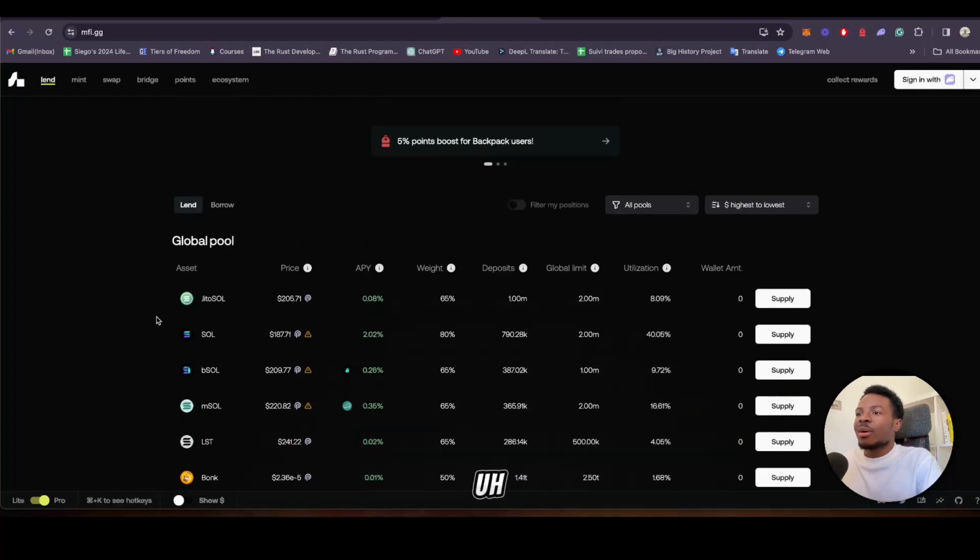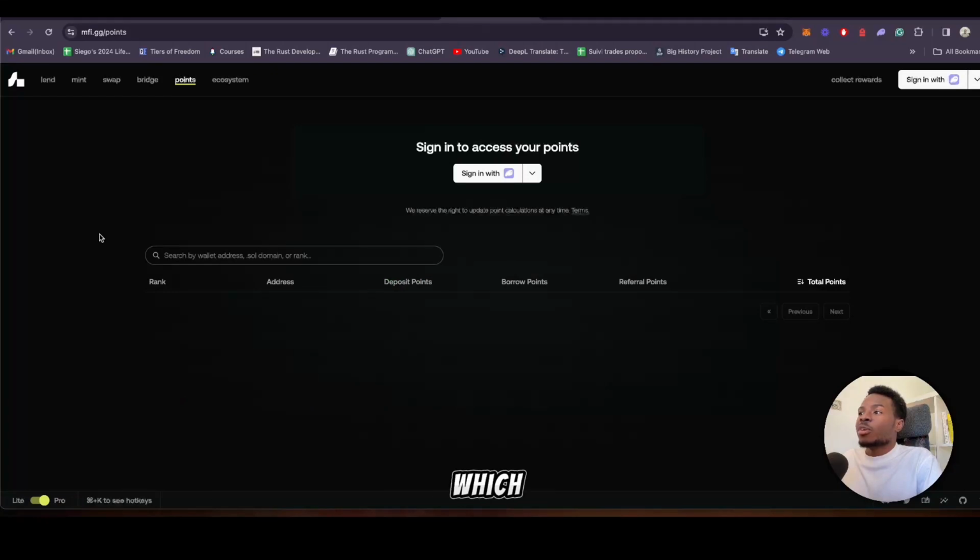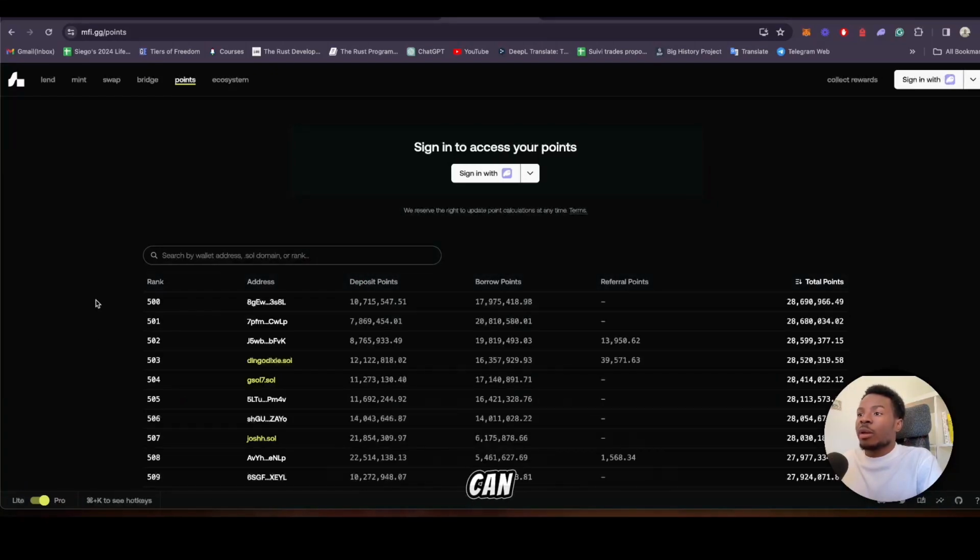Kamino currently offers a points program, which means if you use the protocol right now, you can earn some points, and those points can potentially convert into an airdrop in the future, because Kamino doesn't currently have a token yet. If they are offering a points program, there's a high chance that they might offer an airdrop in the future. If you get some of these points, you might also get a chance to get an airdrop to your wallet.